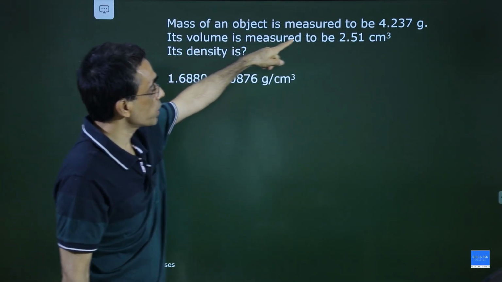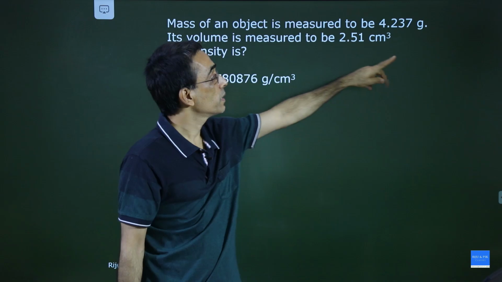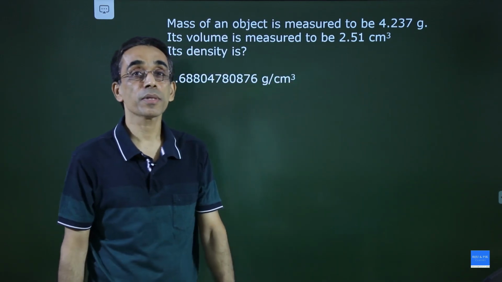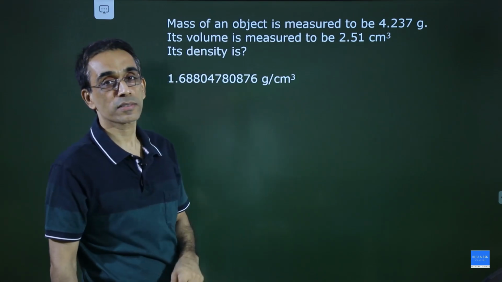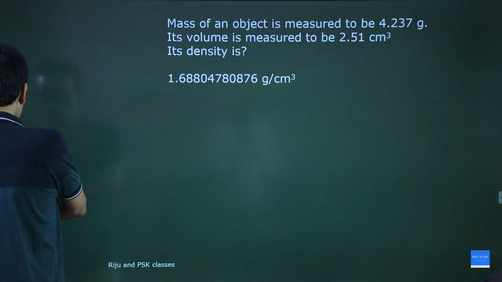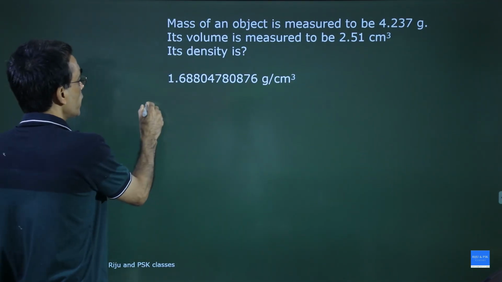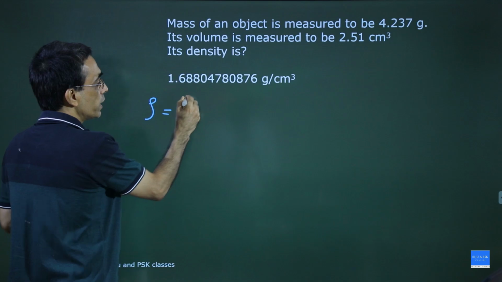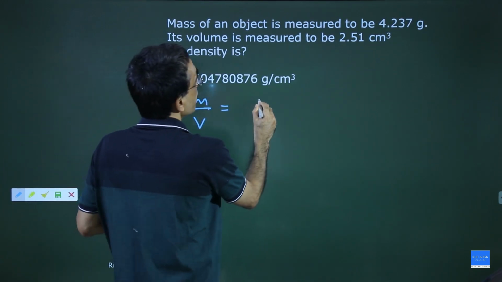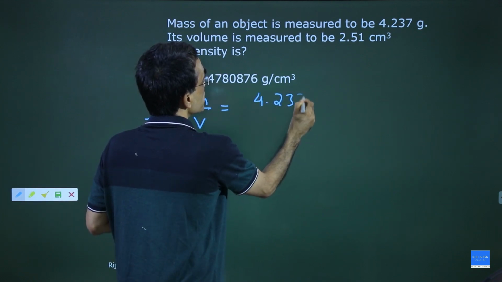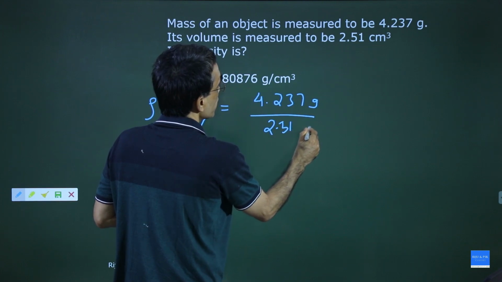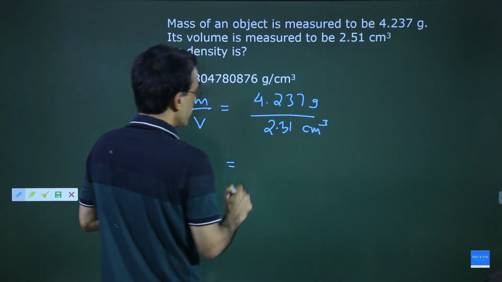Mass of an object is measured to be 4.237 gram. Its volume is measured to be 2.51 centimeter cube. Its density is, how to calculate density? Density is calculated by dividing mass by volume. So this is a case of division. So density is written as rho equal to mass divided by volume. What is the mass given? Mass is 4.237 gram divided by the volume, which is 2.51 centimeter cube. This is a case of division.